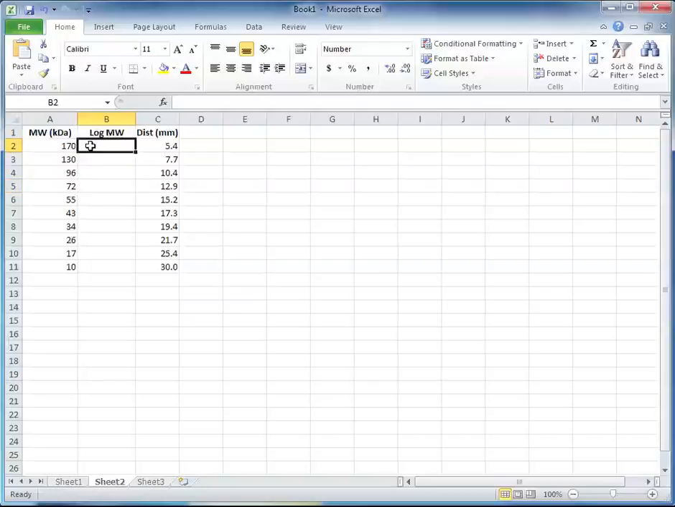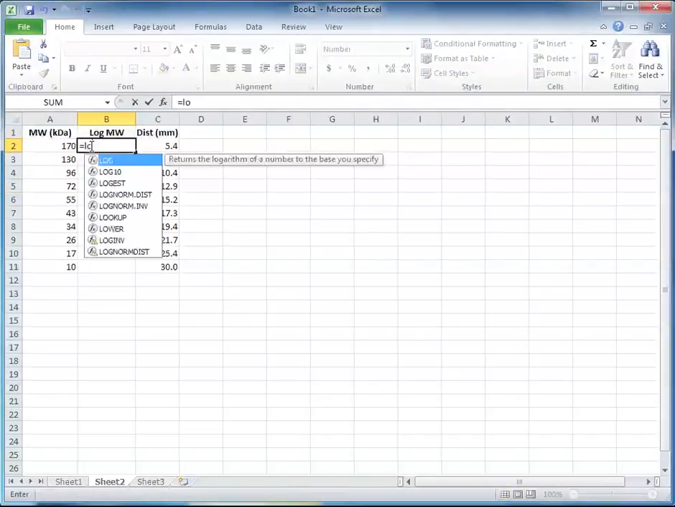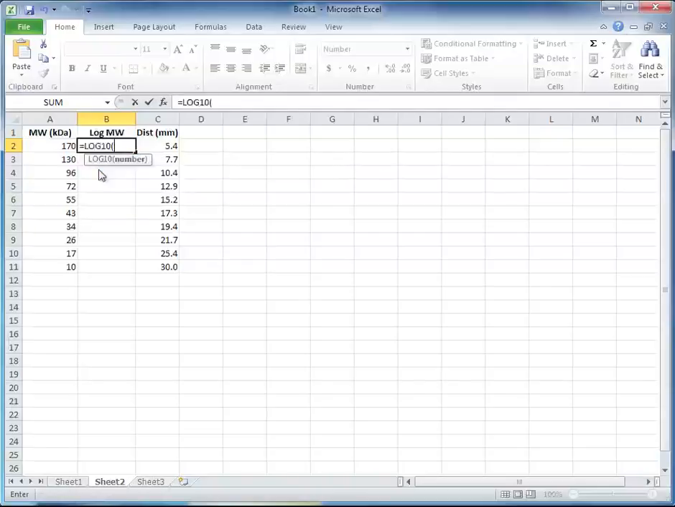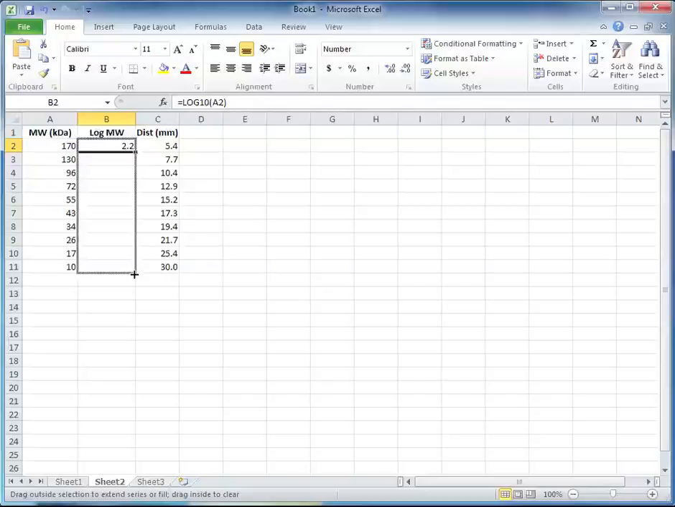So let's go in using our formula, log, and we're going to just do log base 10. And so we just click here, close parentheses, we get log base 10, and then we just take that cell, we drag the formula down, and we'll get basically the log of the molecular weight versus the distance.